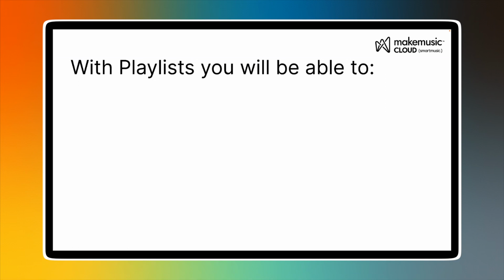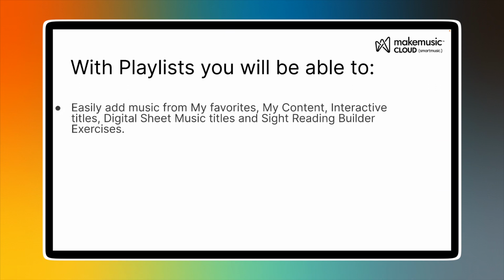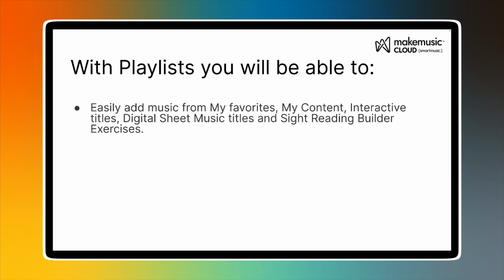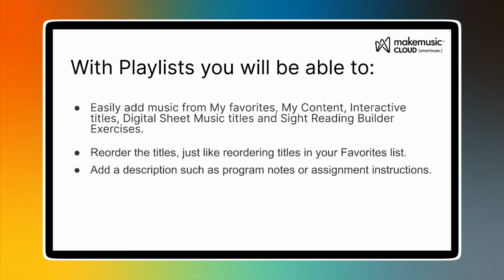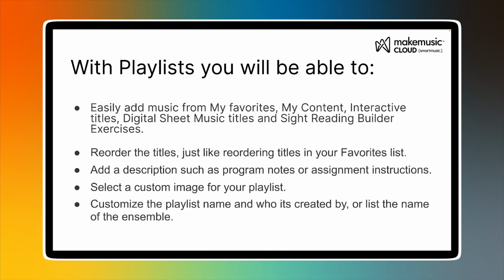With playlists, you will be able to easily add music from My Favorites, My Content, Interactive Titles, Digital Sheet Music Titles, and Sight Reading Builder exercises. Reorder the titles just like reordering titles in your favorites list. Add a description such as program notes or assignment instructions. Select a custom image for the playlist, like album art or a program cover. Customize the playlist name and who it's created by, or list the name of the ensemble.